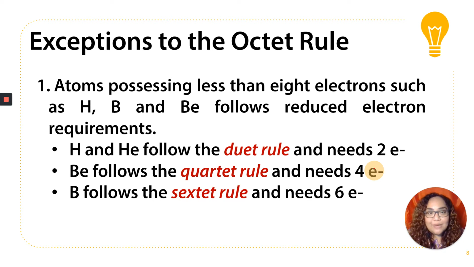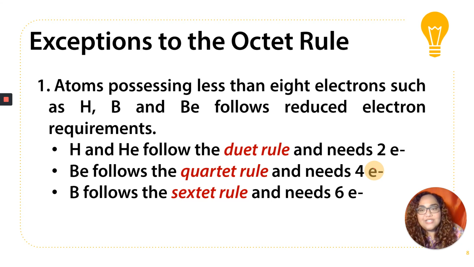Now, of course, there are exceptions to the octet rule. First, atoms possessing less than 8 electrons, such as hydrogen, boron, and beryllium, follow reduced electron requirements. For example, hydrogen and helium follow the duet rule. From the word itself, duet, that means it only needs 2 electrons to be happy. Beryllium follows the quartet rule and needs 4 electrons to be happy, so it doesn't need to reach 8. Boron follows the sextet rule, which needs 6 electrons to be happy.